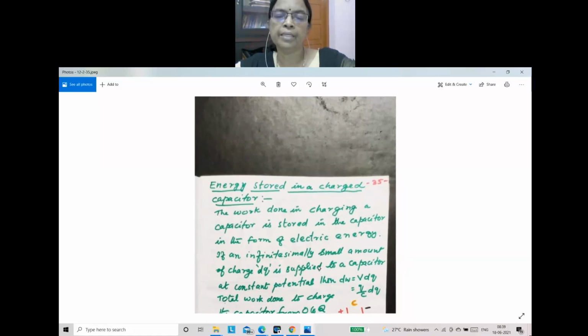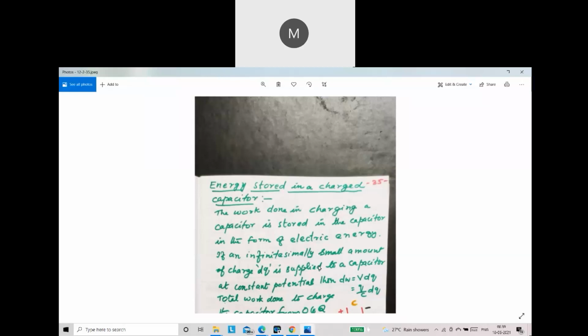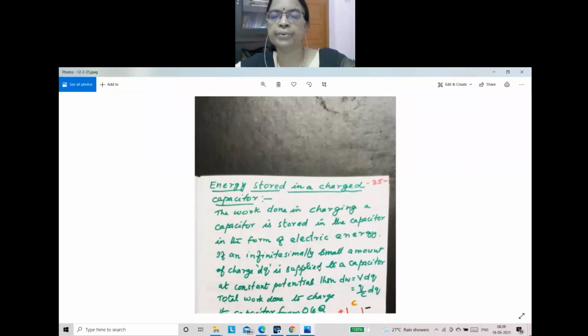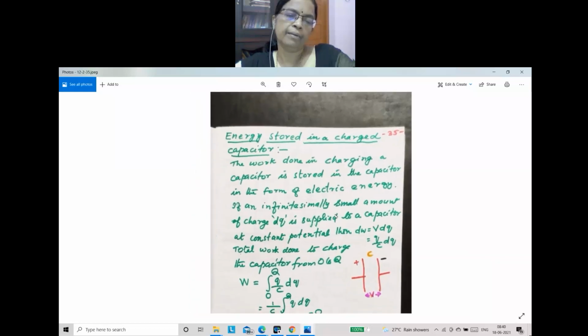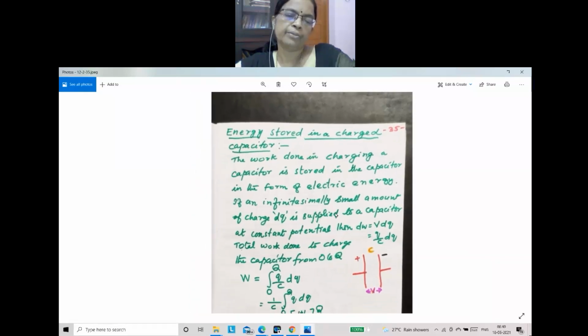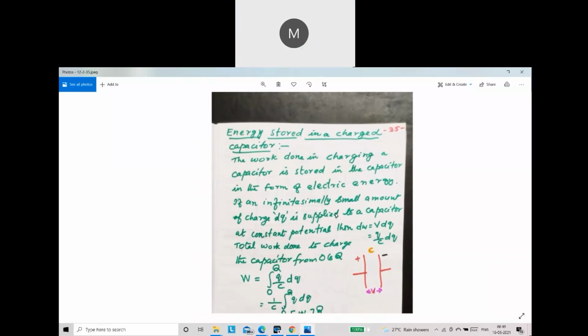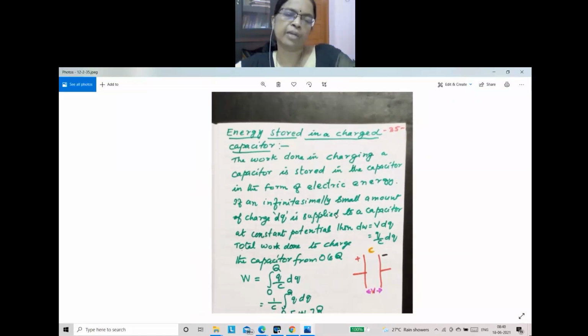Then if you get the small work done, how will you find the total work done? Tell the step. W equal to integral 0 to capital Q, Q by C dq. Then constant C is taken outside: 1 by C into integral Q dq. Like that we write. Then what is the next step? Q raised to 1 dq. What is the next step? Q raised to? Tell.